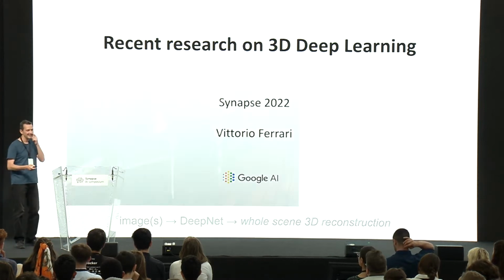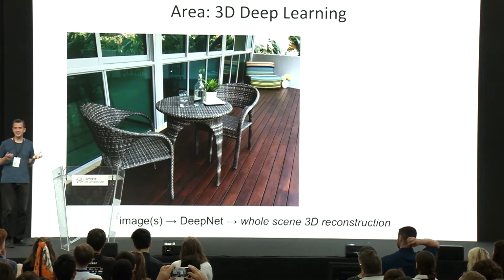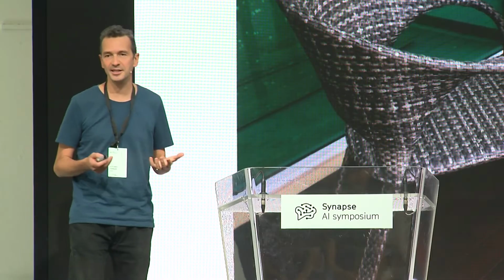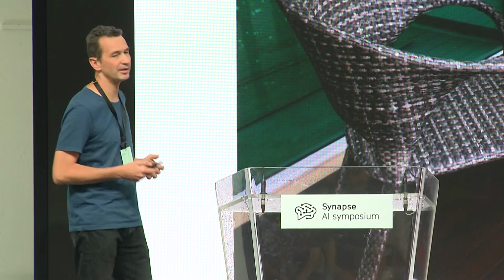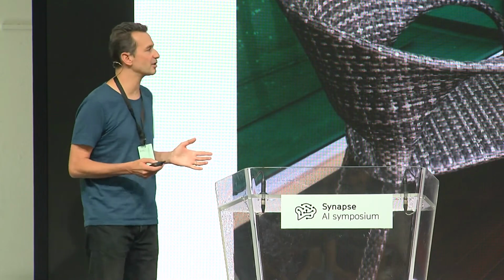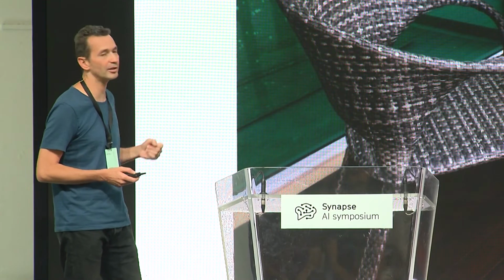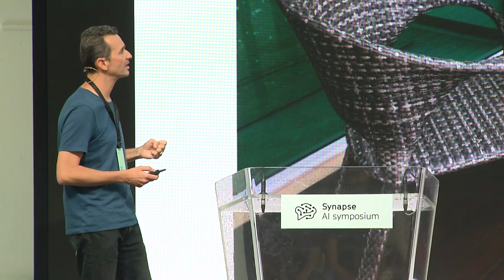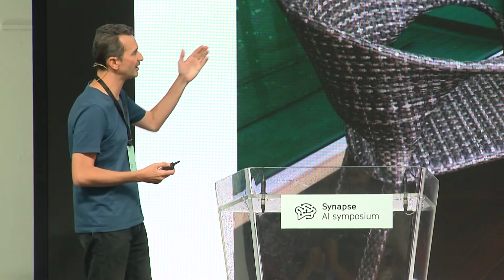I'm going to talk about a piece of 3D deep learning, which is a combination of reconstruction and synthesis. An image or a video gets into a deep net, which should produce a whole-scene 3D reconstruction. We want to recognize objects belonging to certain categories, recognize their shape in the images, and also resolve interactions between objects. Like here, the table is occluding the chair, and you also want to reconstruct the part of the chair that's behind the table.